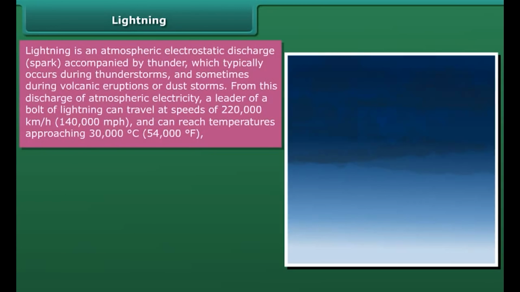Lightning. Lightning is an atmospheric electrostatic discharge, spark, accompanied by thunder, which typically occurs during thunderstorms and sometimes during volcanic eruptions or dust storms.